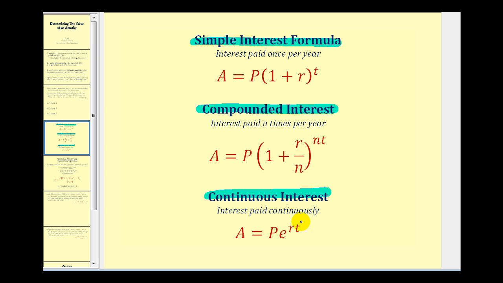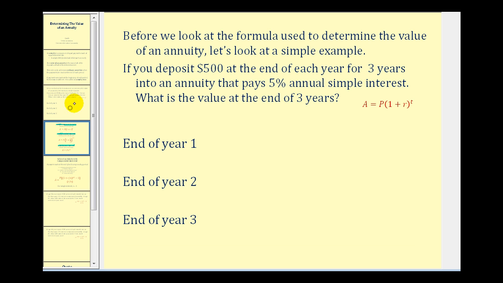Let's take a look at a basic example before we take a look at the formula used to determine the value of an annuity. Let's say you deposit $500 at the end of each year for 3 years into an annuity that pays 5% annual simple interest. What is the value at the end of 3 years? As we're making the deposits at the end of the year, at the end of the first year, we would make our first deposit of $500, so the value would just be $500.